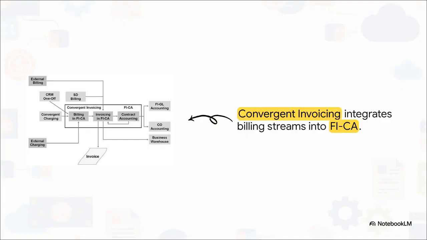So, taking a look at this high-level architecture, you can see convergent invoicing basically acts like a massive funnel. It's pulling in all sorts of diverse data from all over your system landscape. We're talking one-off charges from CRM, recurring fees from SD, or maybe raw usage data from convergent charging. But pay close attention to what happens inside that main box. See how billing in FICA and invoicing in FICA are two distinct sequential steps? They are definitely not the same thing, even though, let's be real, people use the words interchangeably all the time. Simply put, the system first bills and then, and only after that's totally complete, does it actually invoice.